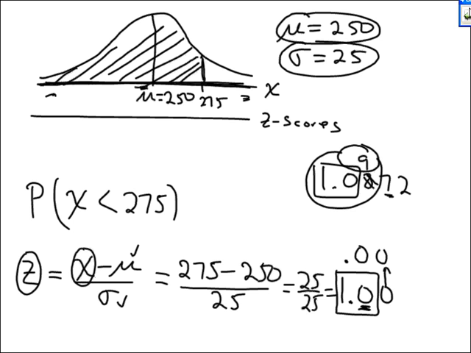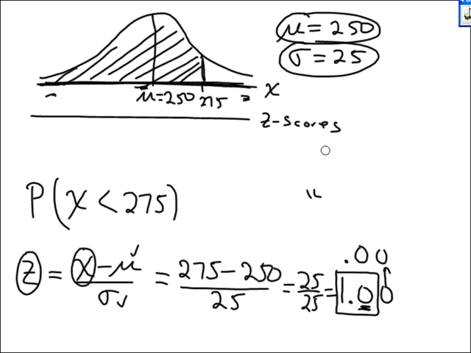So I'm going to look up 1.0 in the left column, in the positive z-scores, because 1.0 is positive, and I'm going to go to the right until I hit the top heading of 0.00. Not too far, because if I go one number over, I'm right under 0.00. And that number is 8413.